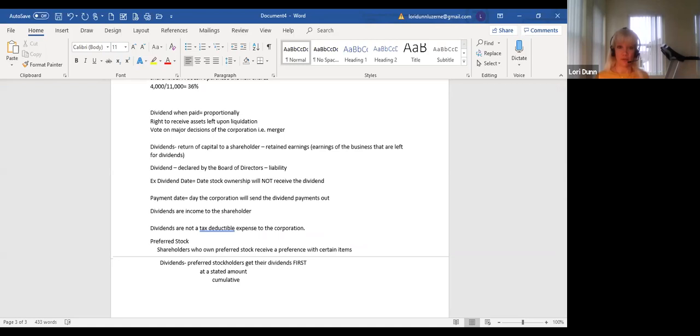Now, preferred shareholders know going in, if I buy this share of stock, I'm only going to get 20 cents a year in a dividend. What if the board of directors doesn't declare a dividend in a year? I lose my 20 cents. Not if it's cumulative. So cumulative preferred dividends accumulate if a dividend is not declared in a year.